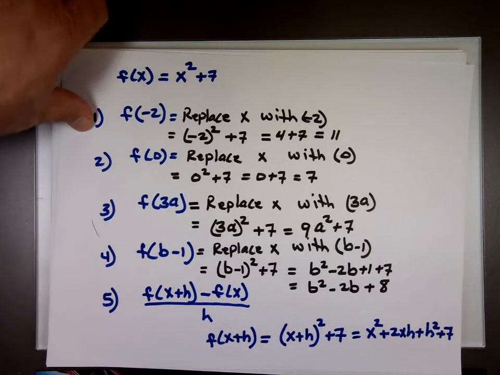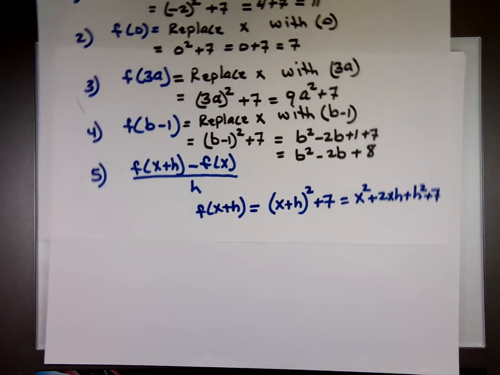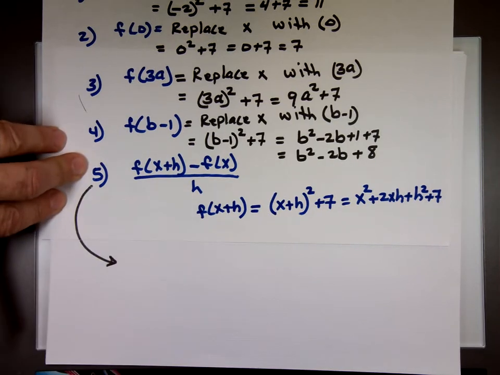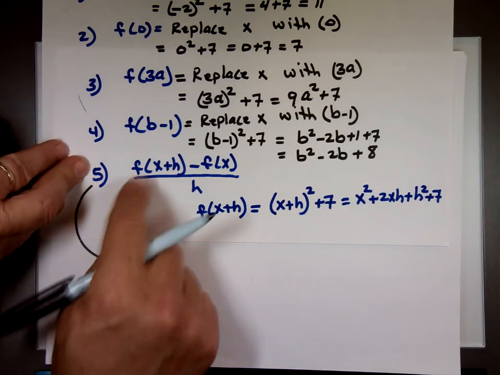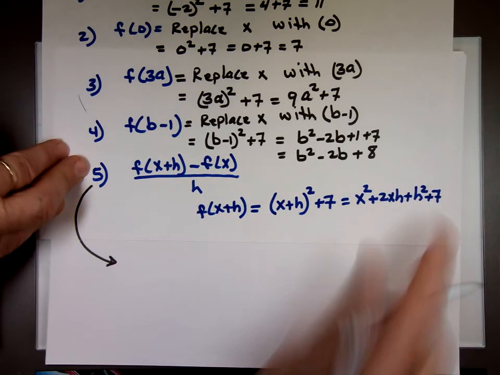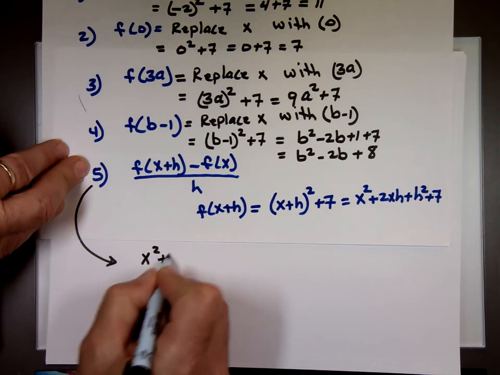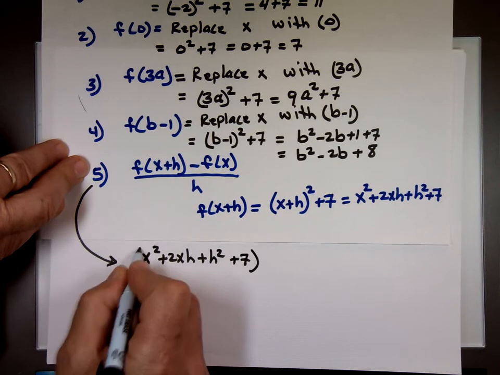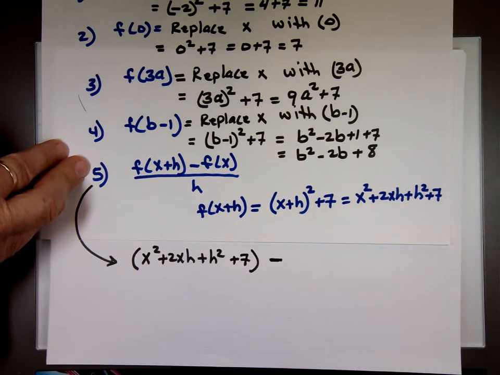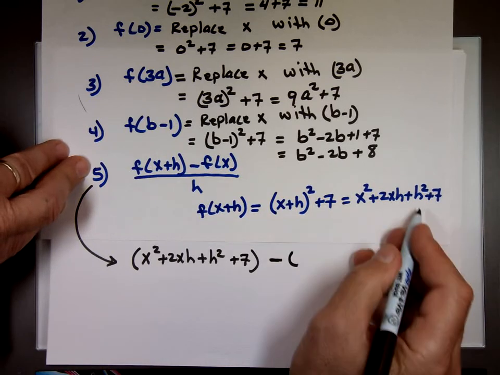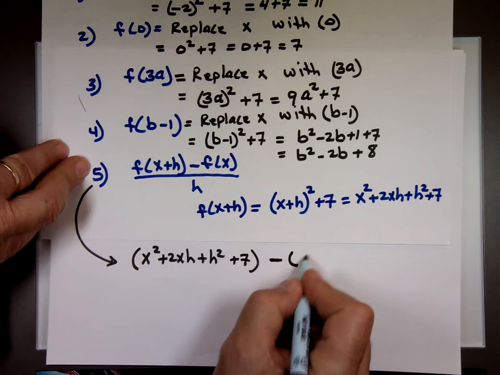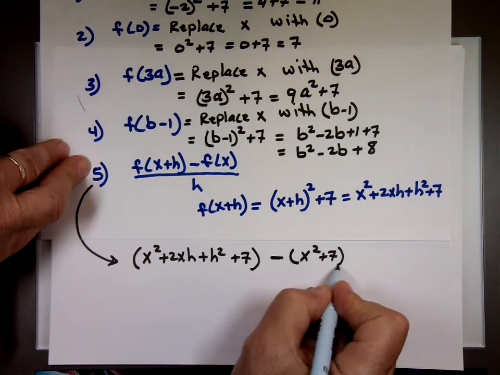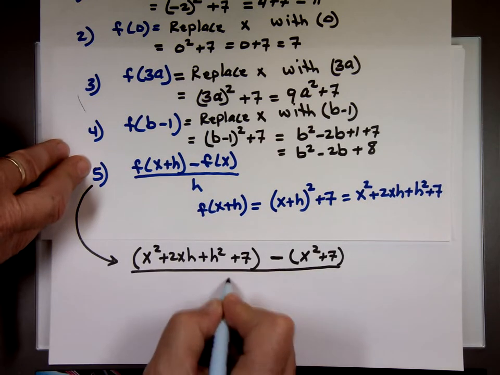I'll push the paper up a little bit. Now let's answer this question. Well, I know what f of x plus h is right here. I want you to subtract from it what? F of x, which is what? Isn't that x squared plus 7? And I want you to take the whole thing divided by h.